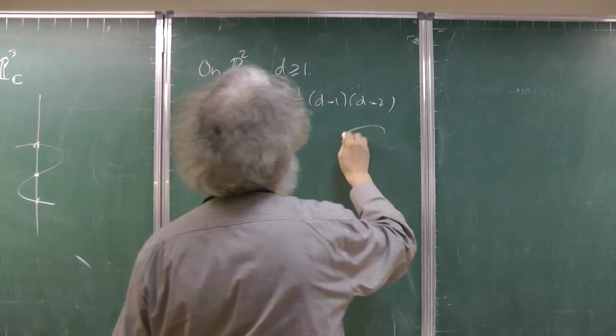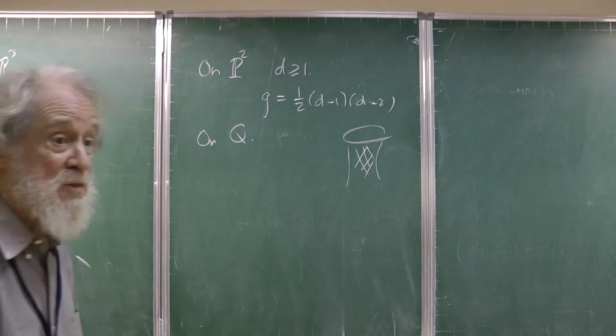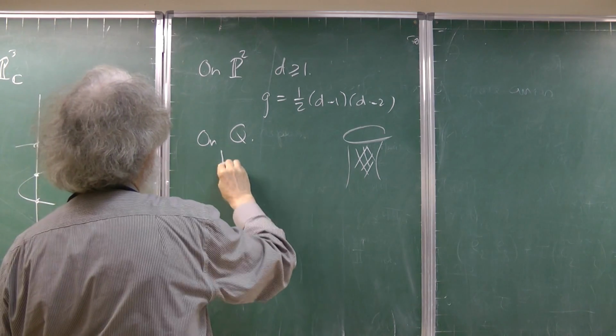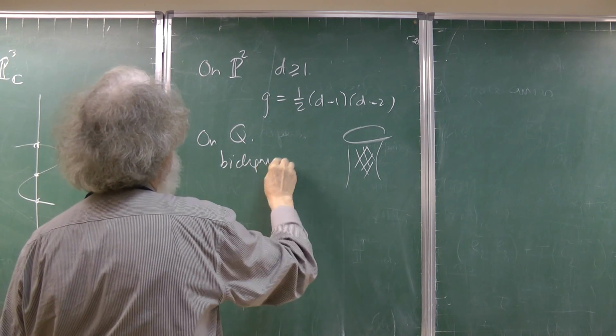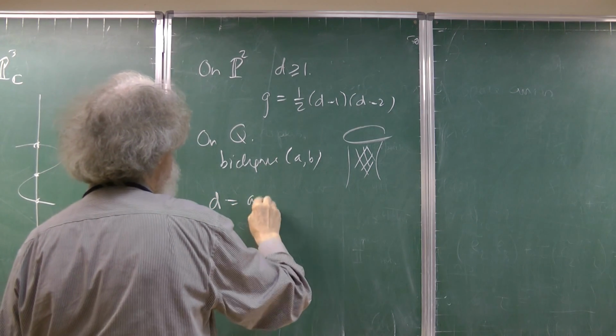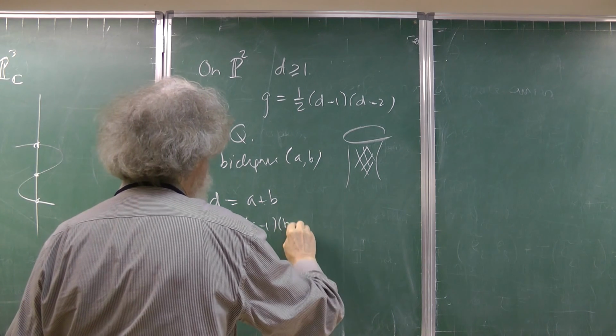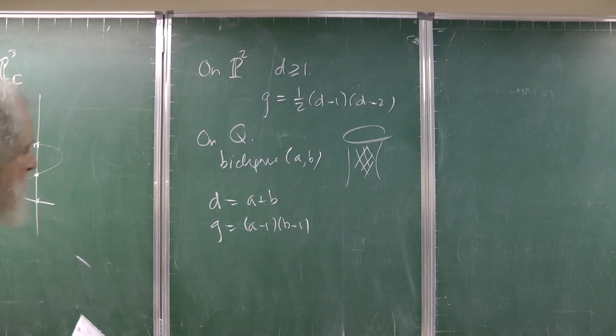And if you look at a quadric surface, you know, it has these two rulings. So a curve on the quadric surface has a bidegree (a, b). And in terms of those, the degree is a plus b, and the genus is (a minus 1) times (b minus 1). So you can figure out all possible values of d and g on a quadric surface.